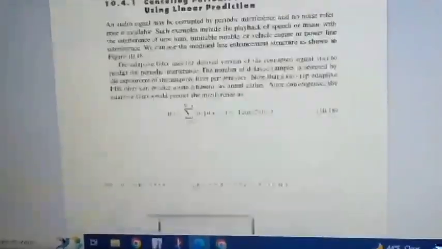This is all of chapter 10 about adaptive filters.